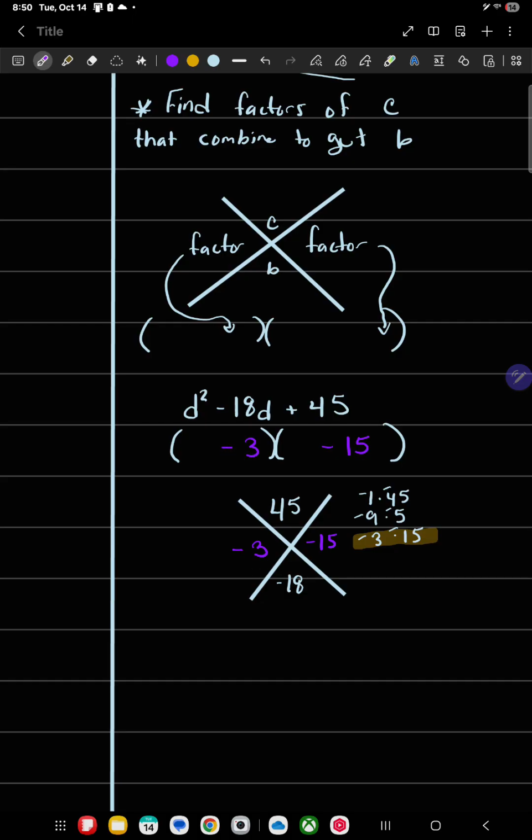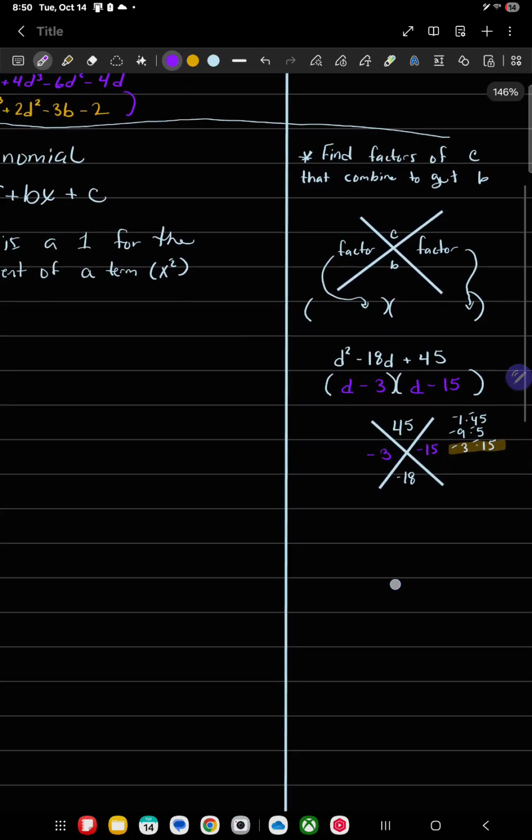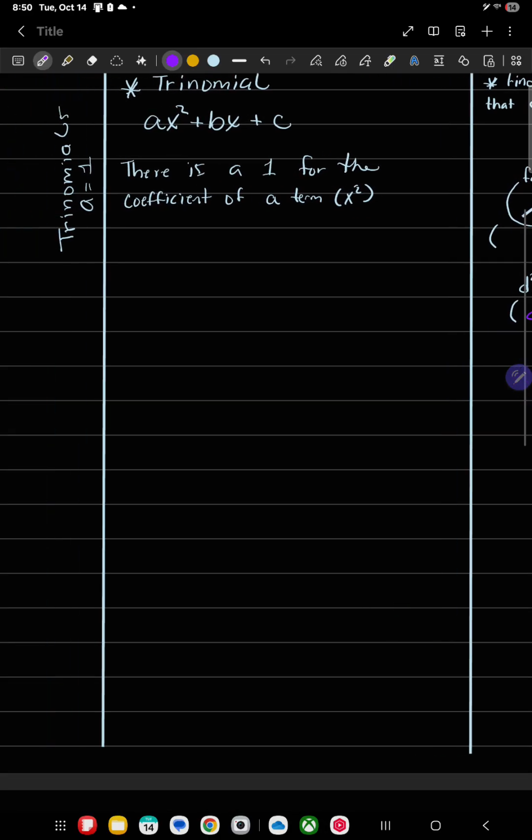All right, negative 3, negative 15. What goes in the front? What variable did you start with? D. So that goes in front of it. That's it. All right, let's keep going.